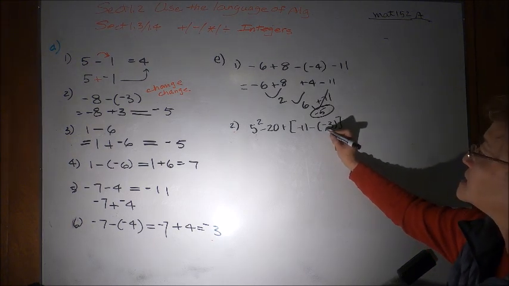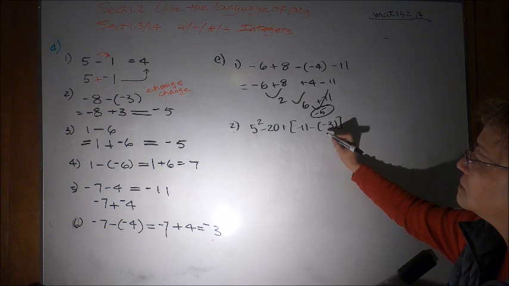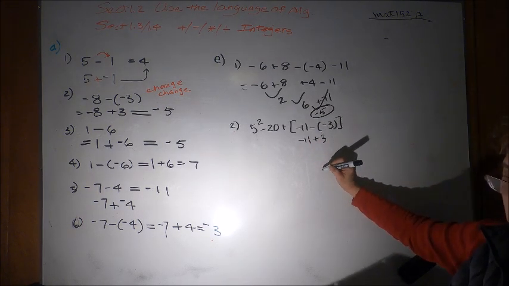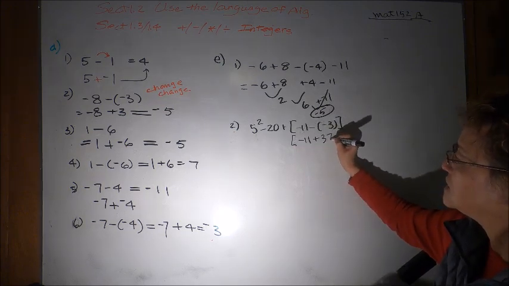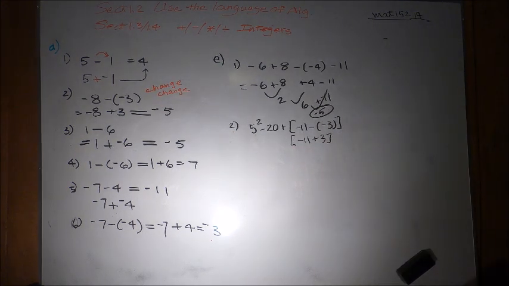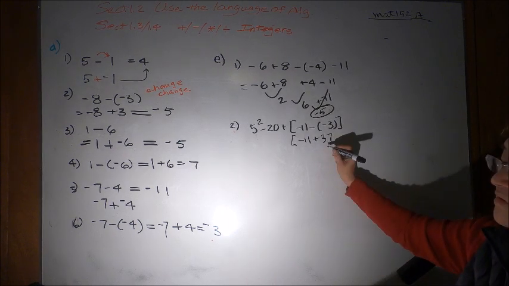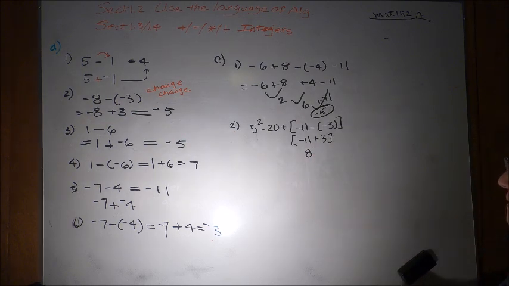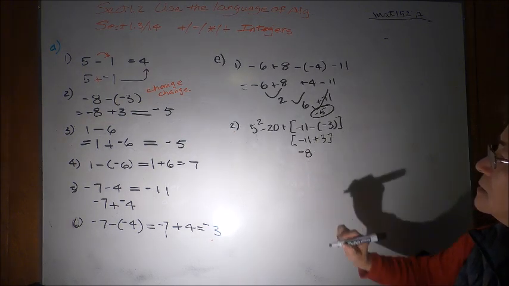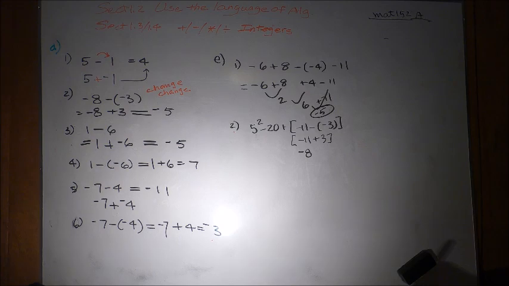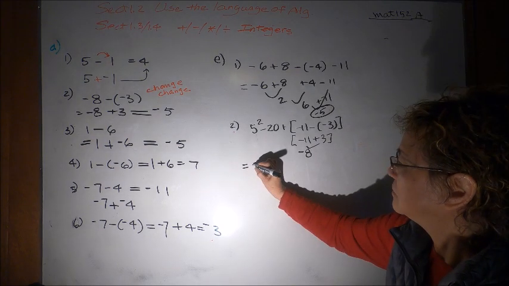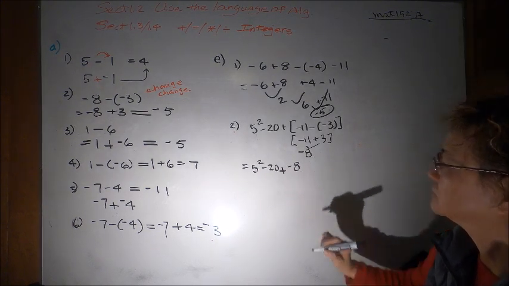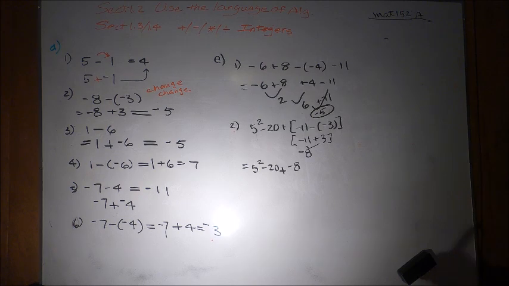So minus negative 11 means what? Change. It becomes what? Negative 11 plus 3, right? Then what is your negative 11 plus 3? Different signs. Find the difference, which is 8. Then the sign will be what? Negative, right? So rewrite it, right?